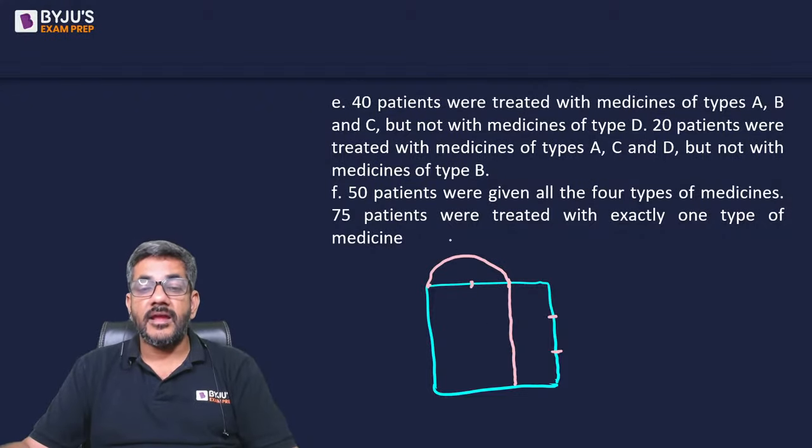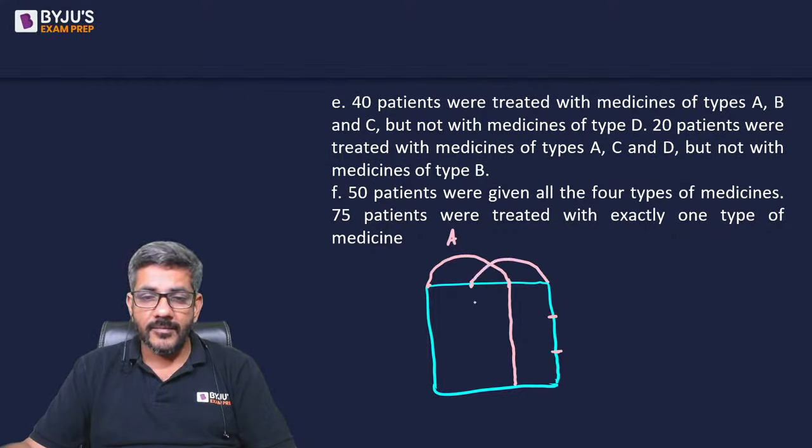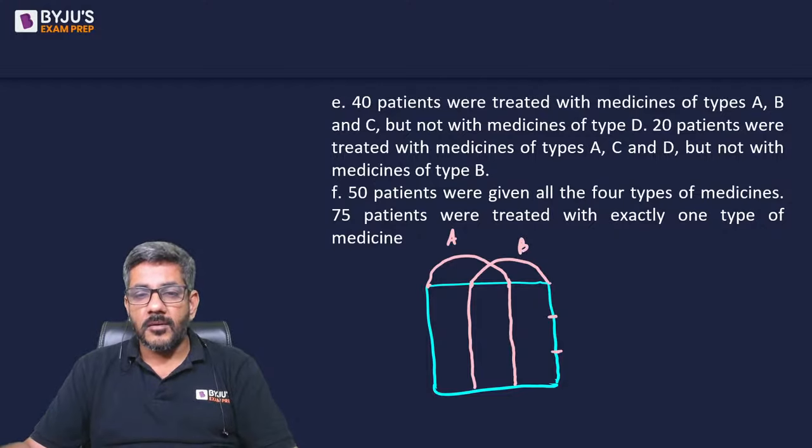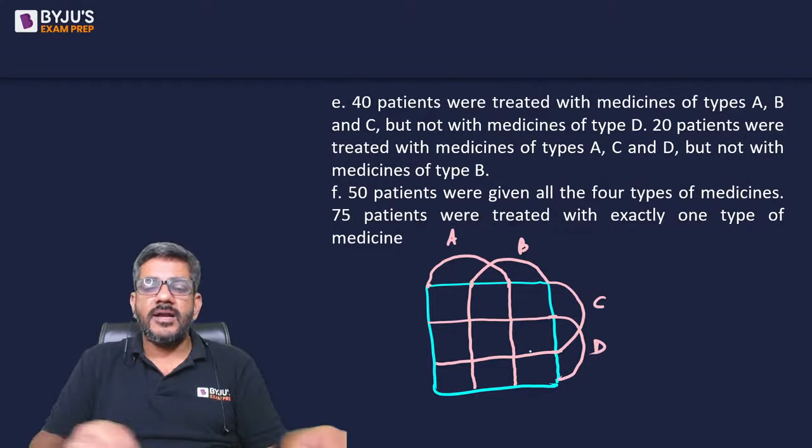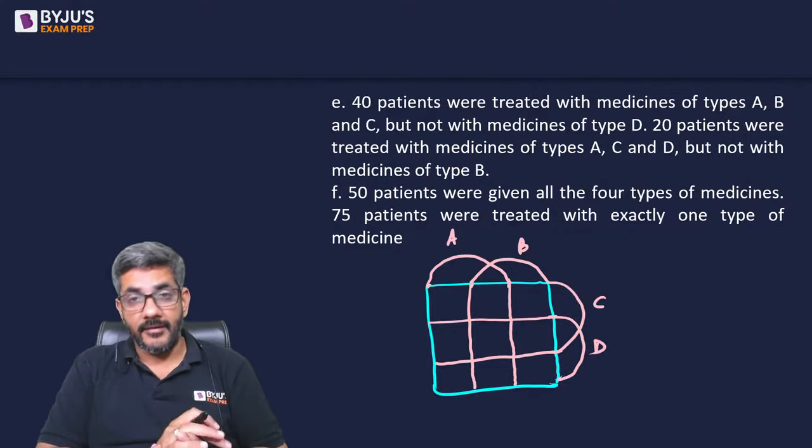This is set A. From this point, join this line and draw this line. This is set B. From this point, join this point, draw a line. This is set C. And then again, this is set D. This is how the Venn diagram of 4 is made.